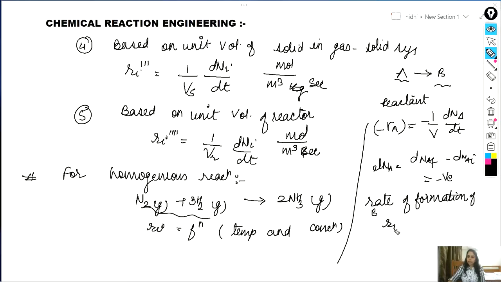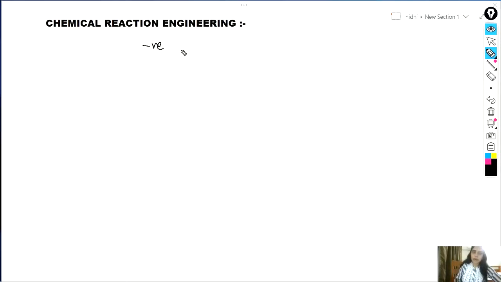So we can write RB as positive 1 by B dNB upon dt, and it should always be positive. So a negative sign for the reactant and a positive sign for the product. What it means is that the rate of reaction may be expressed either as the rate of disappearance of the reactant or the rate of formation of the product of the reaction. So this is a positive quantity and this is a negative quantity.